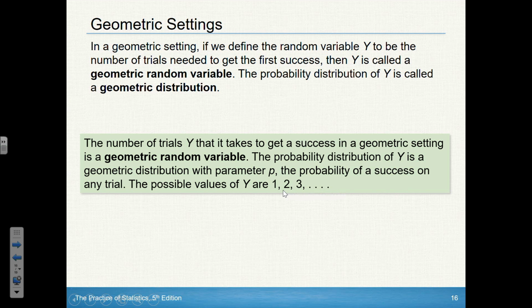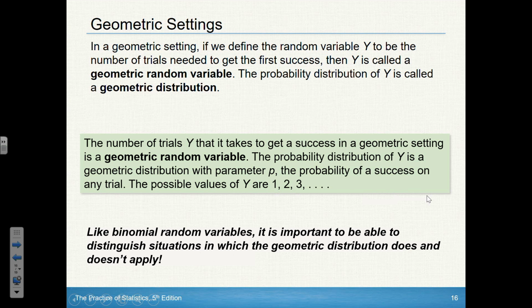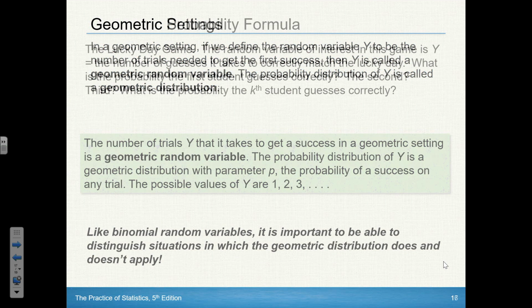Now, that's a little bit different than the binomial distribution as well, because it was possible to have an x value, if x were a binomial random variable, to be 0, because we have 0 successes out of the n trials. But you can't have your first success on the 0th trial. It doesn't make any sense here. You have to have it at least on the first trial. And it says on the bottom, like binomial random variables, it's important to be able to distinguish situations in which geometric distribution does and does not apply.